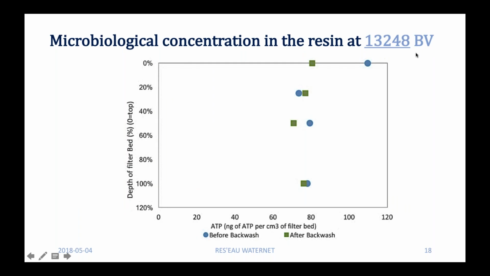Another ATP test at a higher bed volume, more than 13,000 bed volume, was done the same as previous samples. Samples were taken at different depths of the reactor, 0%, 25%, 50%, and 100%, like 0, 7.5 minutes, 15 minutes, and 30 minutes. Except for the top of the filter, the concentration of microorganisms before backwash, the blue points, and after backwash, the green points, for the different depths of the reactor is roughly the same.